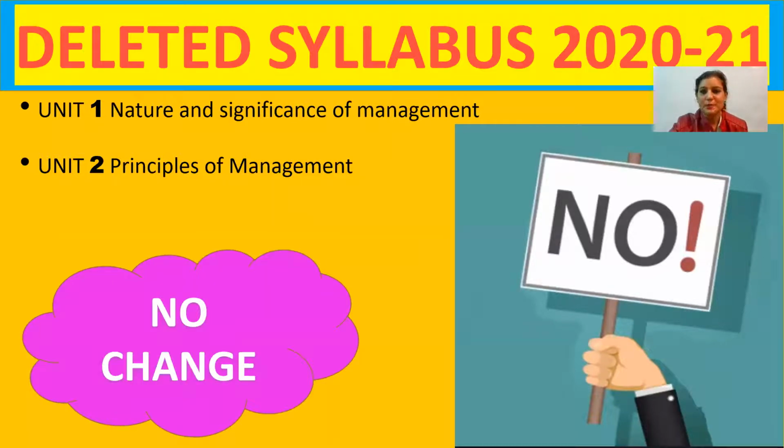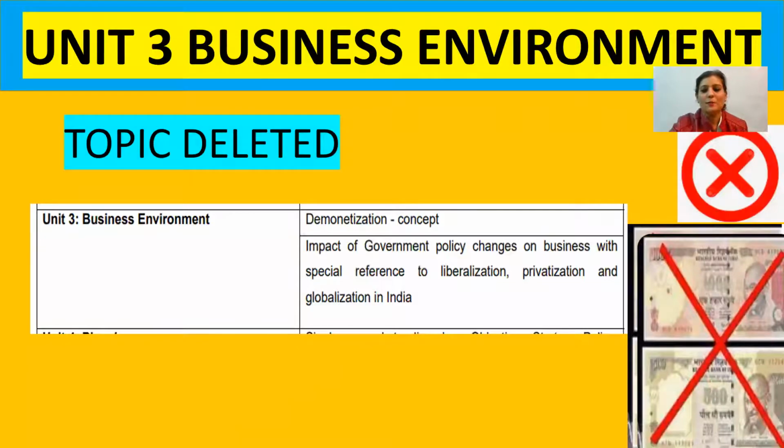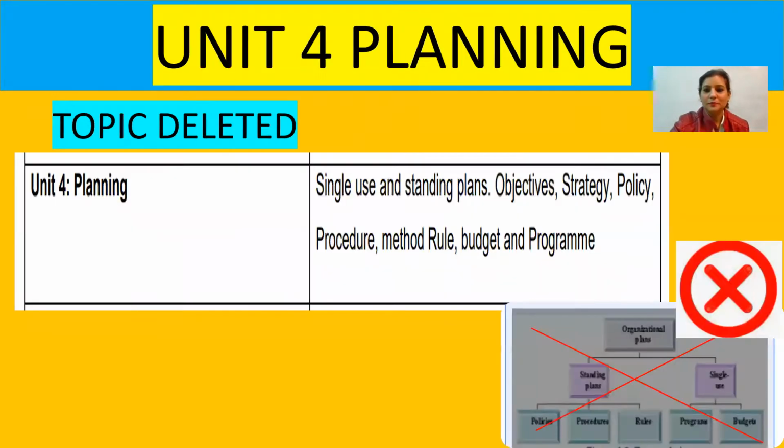So nothing has been deleted from chapter 1 and 2, no change, nothing from chapter 3. What is deleted? Business environment, LPG, demonetization, deleted. No need to spend your time on these topics. Already you are aware about these topics. Chapter 4, all 8 types of plan.